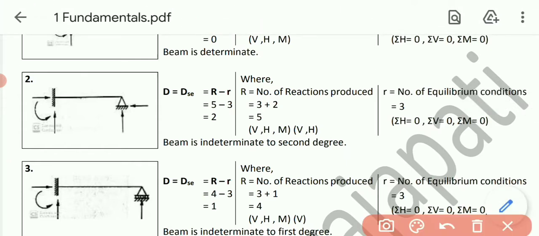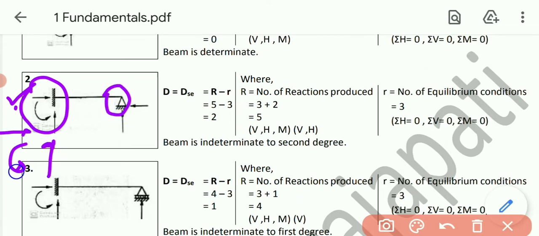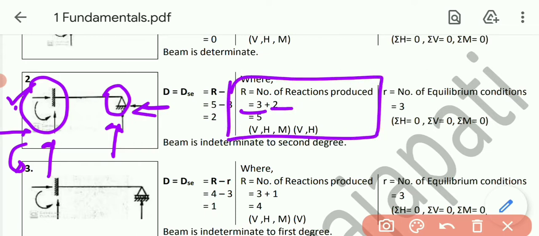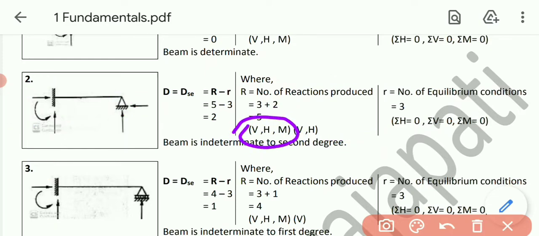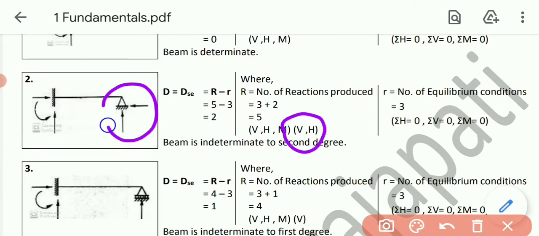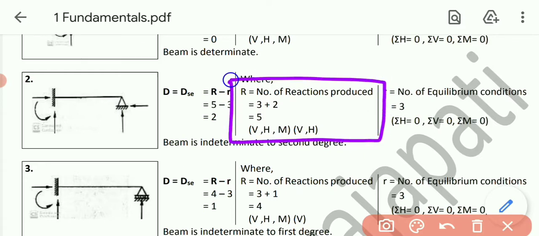Moving forward, next one. Say a beam is given like this. At one end a fixed support is there, at the other end a hinge support is there. The fixed support reactions are vertical, horizontal, and moment, which is 3, while the hinge support reactions will be vertical and horizontal, so 2. So ultimately the value of capital R stands for 5. I have shown here the vertical, horizontal, and moment reactions, while vertical and horizontal are for the hinge support. So capital R's value will be 5.